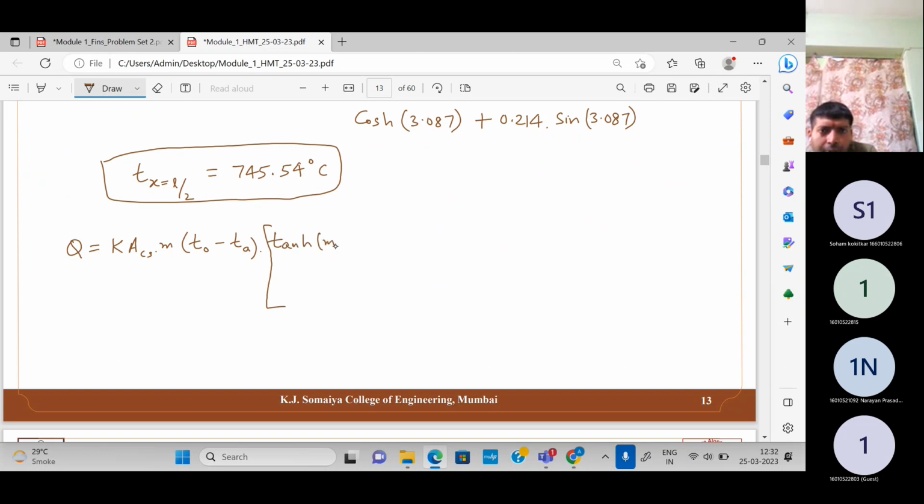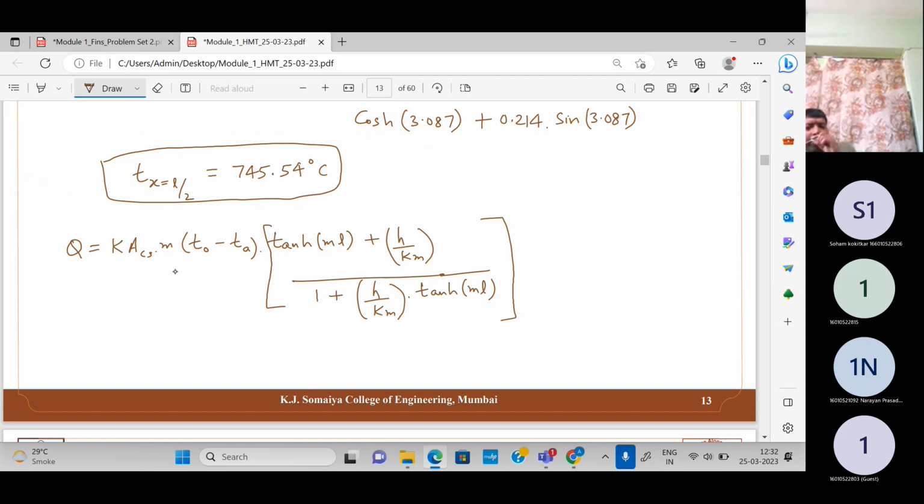tanh ml plus h by km divided by 1 plus h by km into tanh ml. This is the mathematical expression.